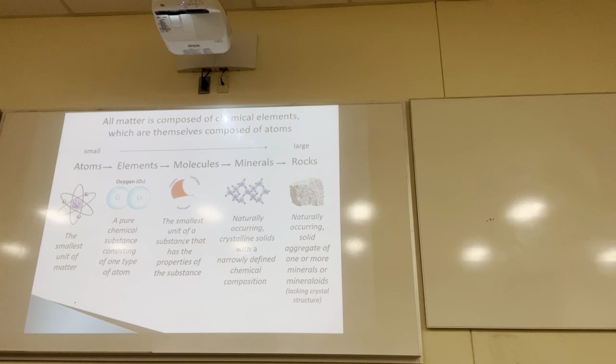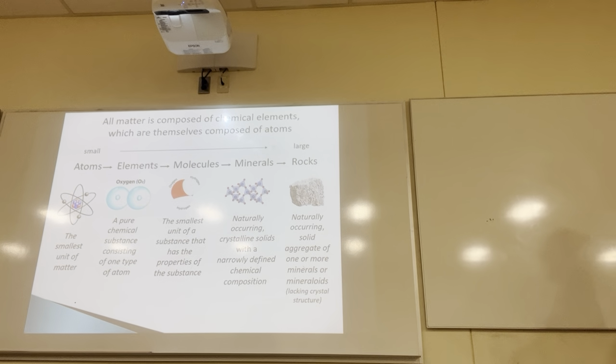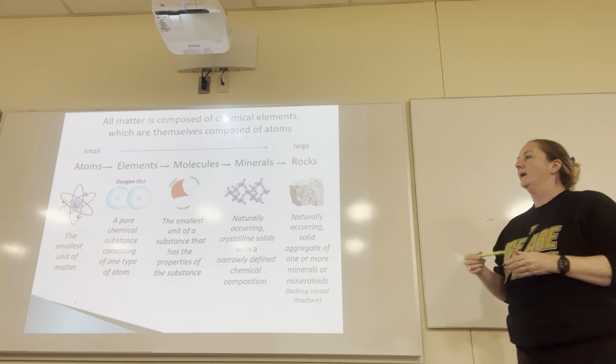Okie doke. So, starting a conversation on minerals, we're going to start off with a really brief overview of our most basic concept from chemistry, which is that matter exists in the universe and everything that we know is made up of matter, or is matter. Matter is made of really small particles known as atoms. This is the smallest unit of matter that contains the properties of whatever element it is. The element is a pure chemical substance consisting of one type of atom.